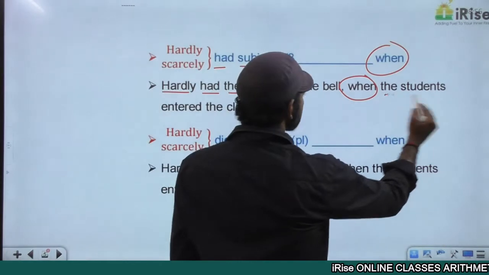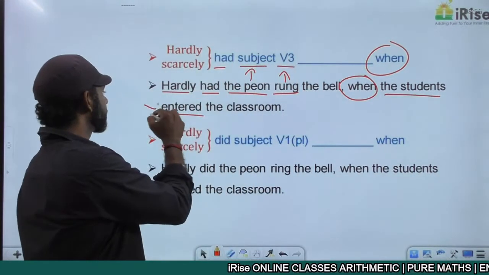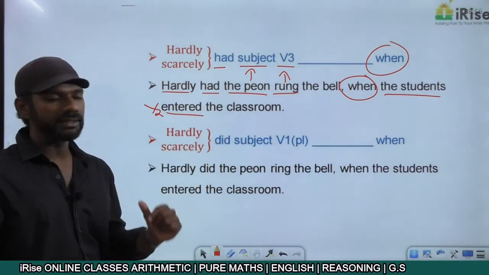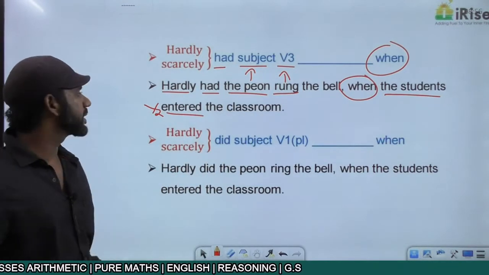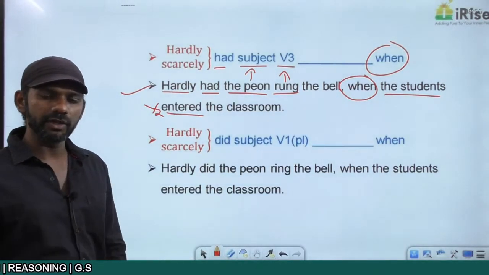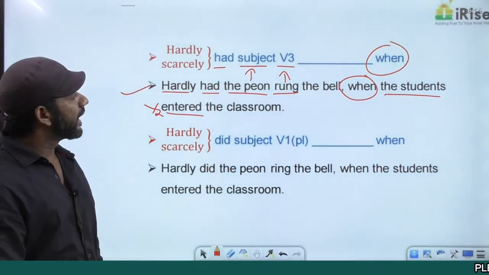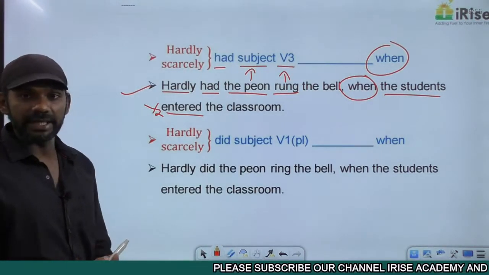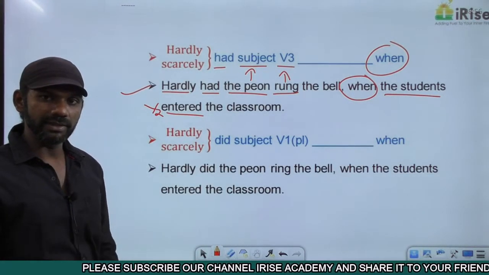The students is the subject here. Entered is V2 because it's always subject plus V2. Hardly had the peon rung the bell when the students entered the classroom. This statement is grammatically correct. So this is one order of hardly, scarcely sentences. Hardly or scarcely had subject V3 followed by when. The other one, the second one, this is the first one.